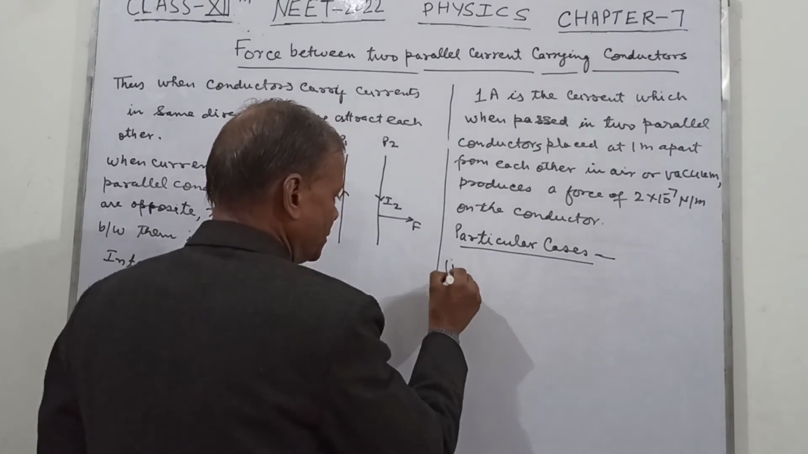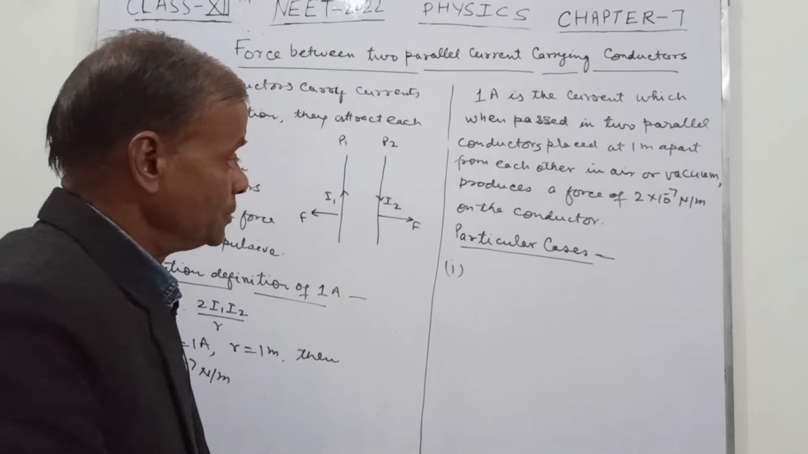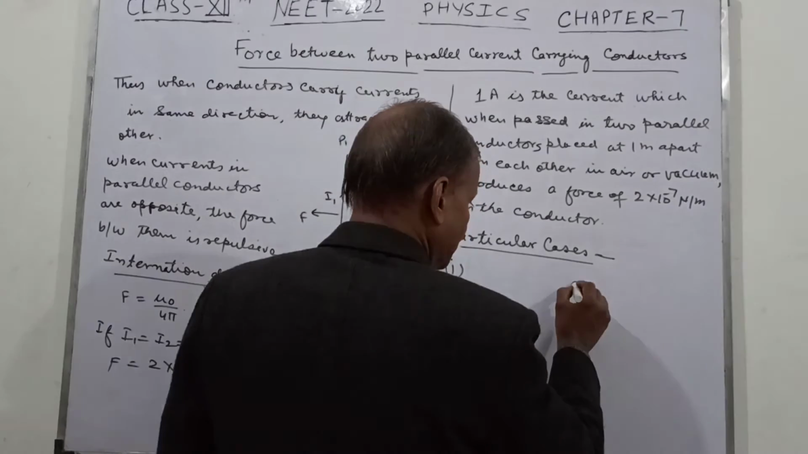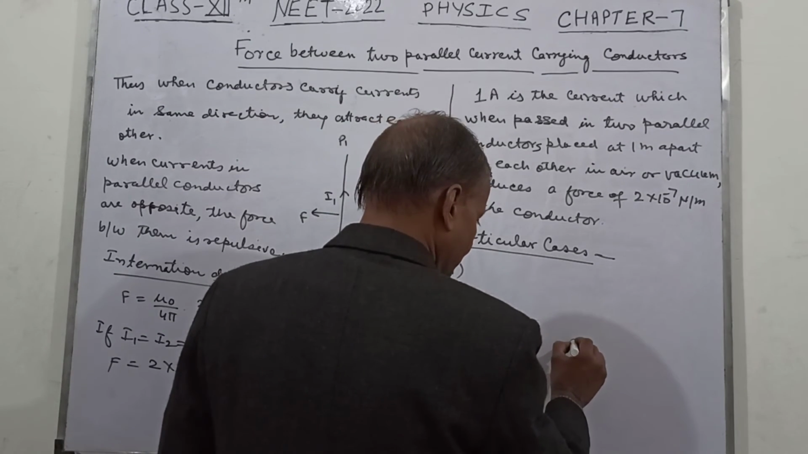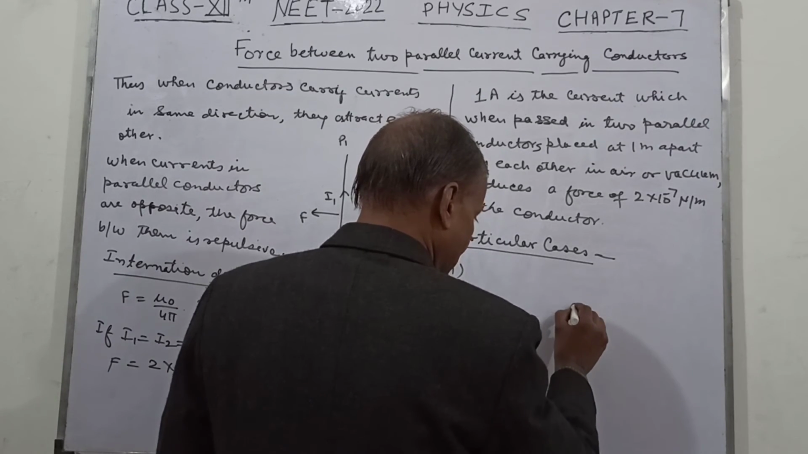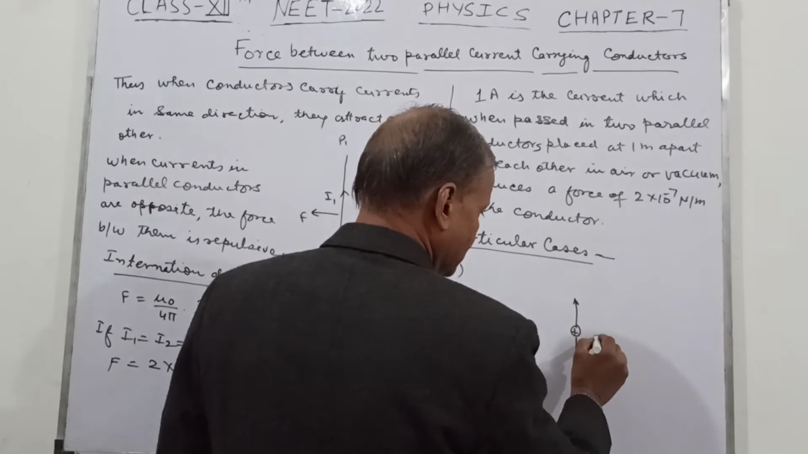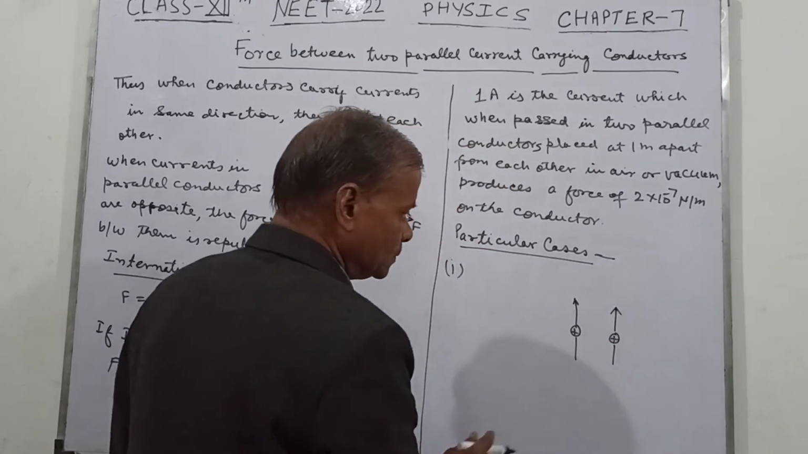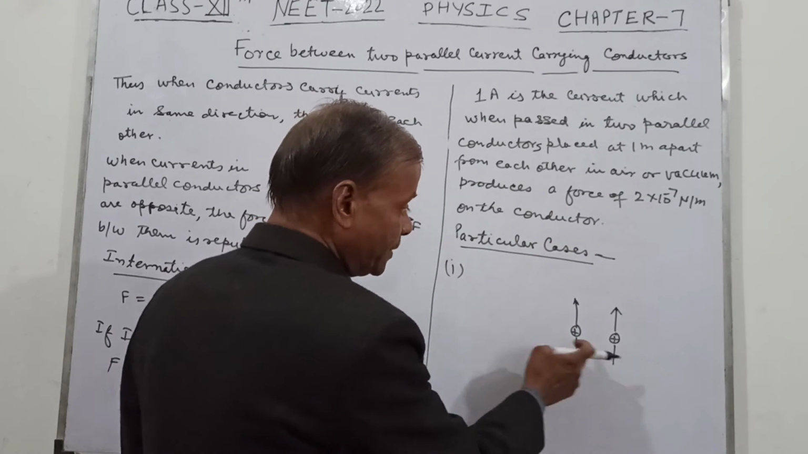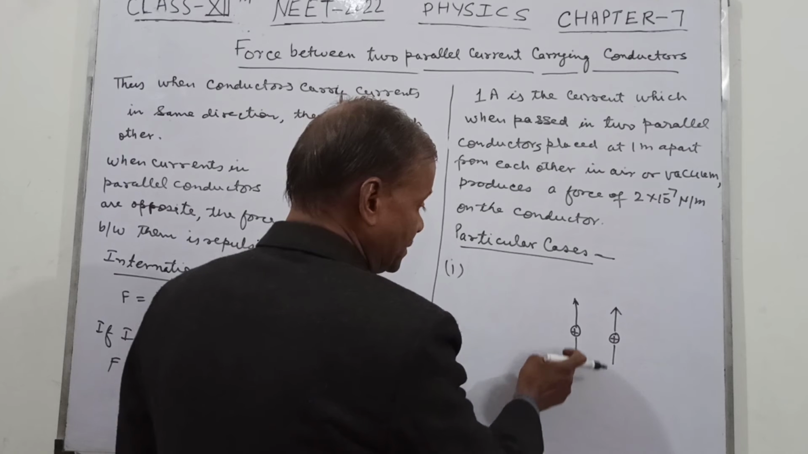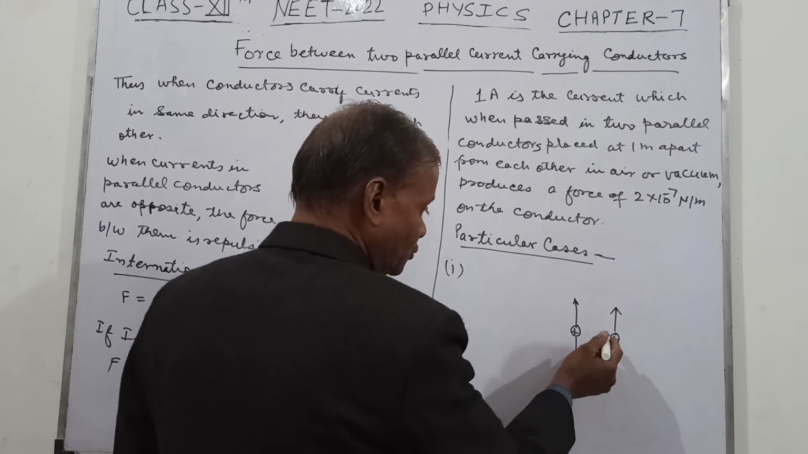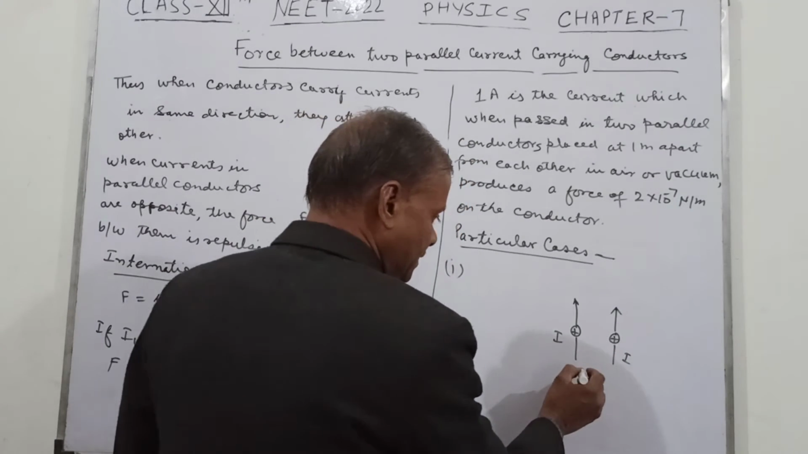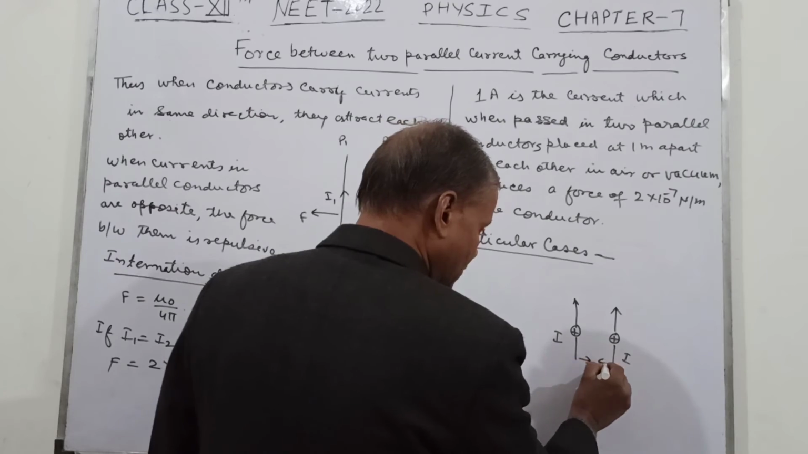Particular cases. Number 1. Suppose these are some protons. This is a positive particle, and this is moving like this. This is also a positive particle. This is moving like this. Then they will produce the current. Then this current will be in the same direction. So they will produce the same current, I and I. Then they will attract to each other.